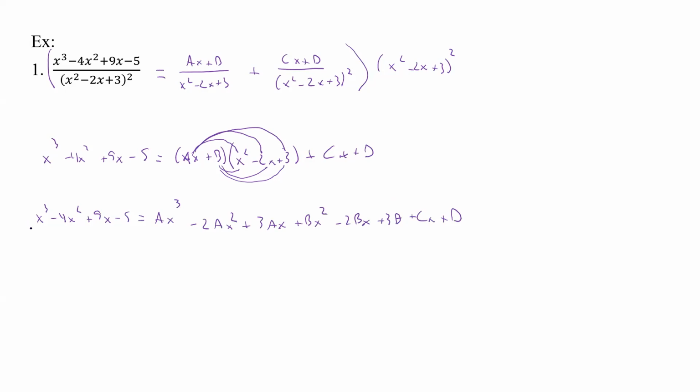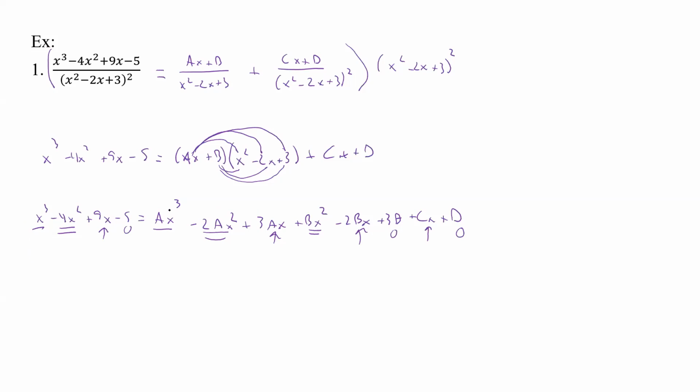All right, so we've got 1x cubed, 1x cubed. We've got that x squared, that x squared, and that x squared. We've got this x, this x, this x, and this x. And then we've got a number and a number and a number. And so that should be our 4 equations basically.